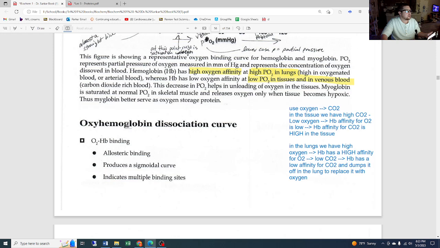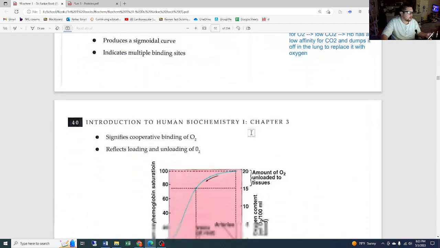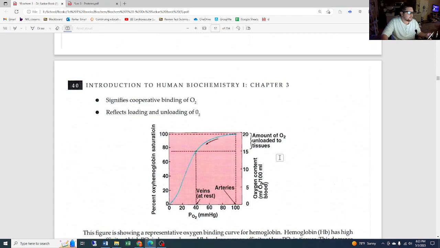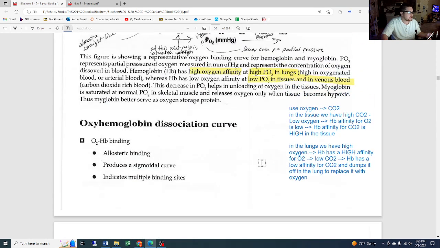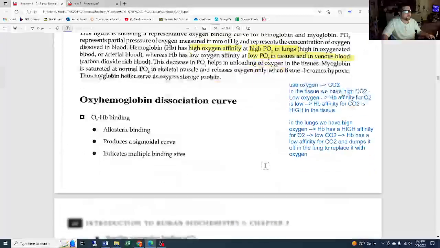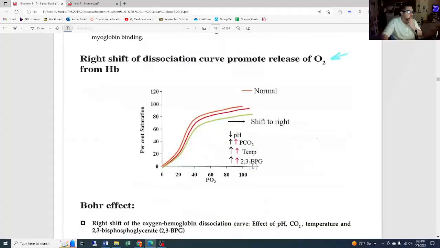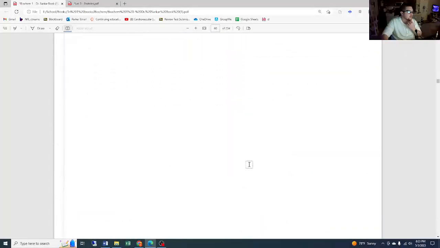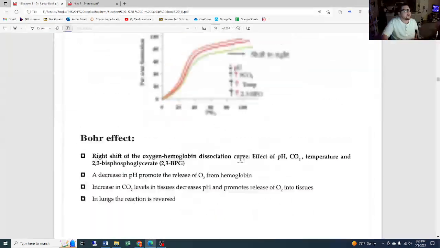Okay. So our oxyhemoglobin dissociation curve. This is... I think I'm going to go ahead and pause here, and we're going to jump back into this in another video. Actually, let me see how close we're to the end. We're pretty close. We'll just keep going.